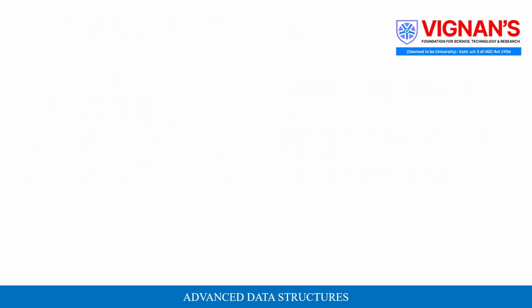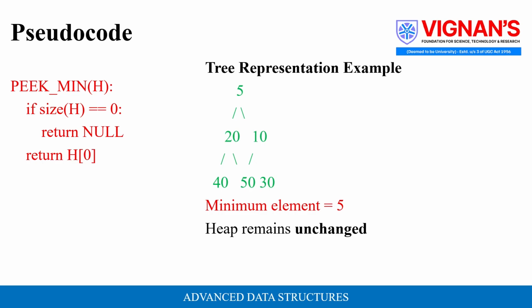Pseudocode for the peek operation in a min heap. The function is called peek_min(h). First, check if the size of the heap is 0. If the heap is empty, return null. Otherwise, return h[0], which represents the root element of the heap.